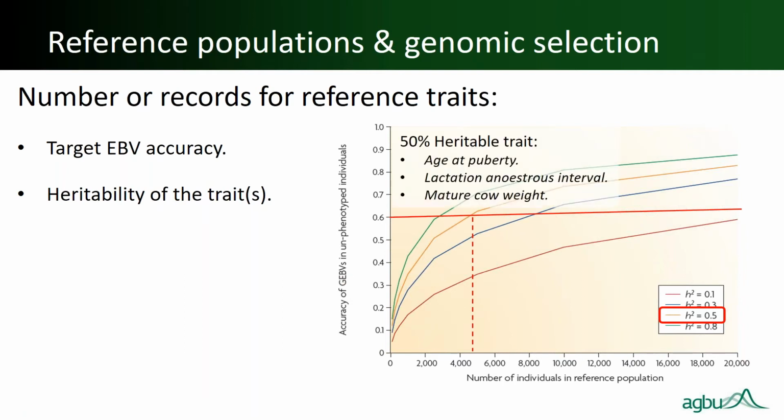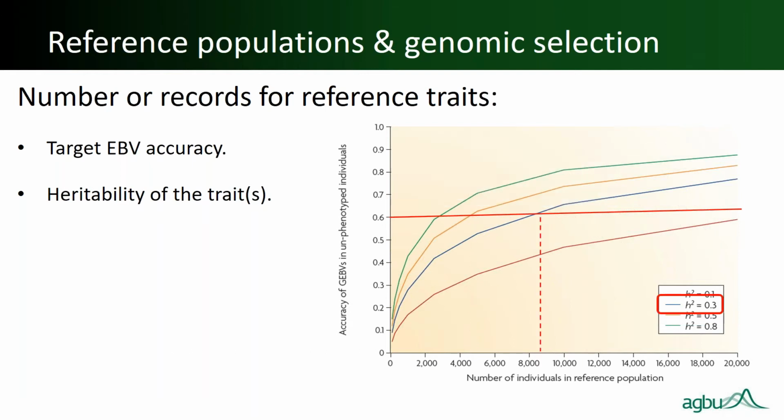50% heritability is at the higher end of the traits we evaluate in BREEDPLAN, but it includes traits like age at puberty, lactation and estrus interval, which are being used up north to describe female reproduction, and which we're examining in the south in more temperate breeds. Mature cow weights are also up at that level.